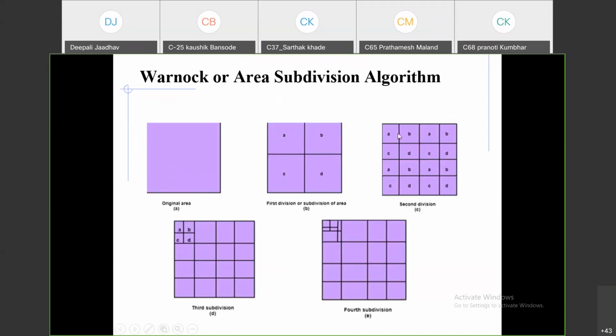Again, every part is divided into 4 parts A, B, C, D.